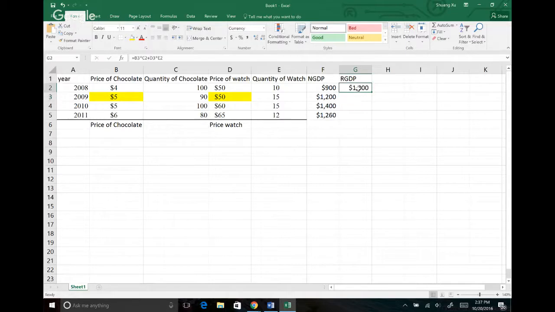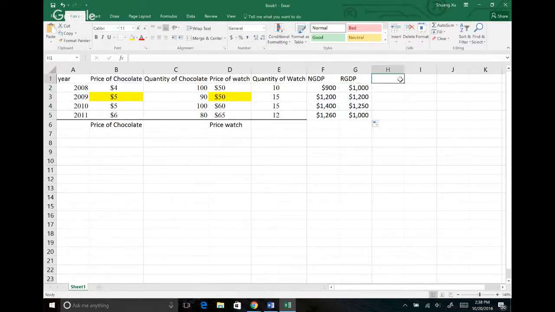Now we can also drag it down, but before we do that, we need to fix our cells at 5 and 50. So let's put a dollar sign for it. Dollar sign in front of B, dollar sign in front of 3, and then dollar sign in front of B, dollar sign in front of 3. What that does is it fixes the cell there, so when every other cell moves, our price wouldn't move. Okay, so price is fixed. And then drag it down. So that's your real GDP.